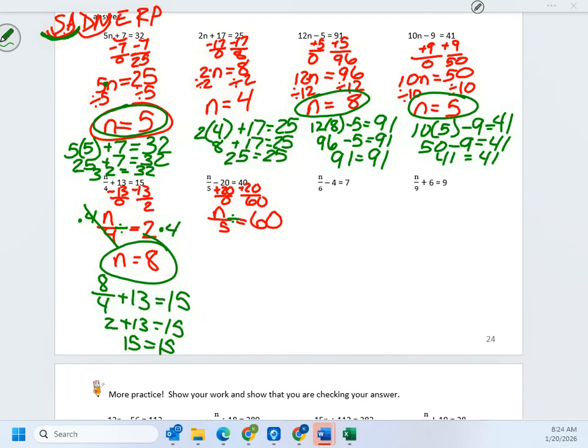So I need to do the opposite. Instead of dividing, I'm going to multiply by 5. So my 5 over 5 cancels out, and I have n equals 60 times 5 is 300. So you're going to plug that 300 back into our original equation and see if it balances out, if our answer truly is 300. We have 2 more problems left on here, and then we have our next page. The next page is a work page that is doing all the same math.